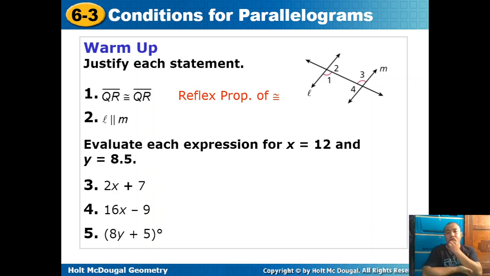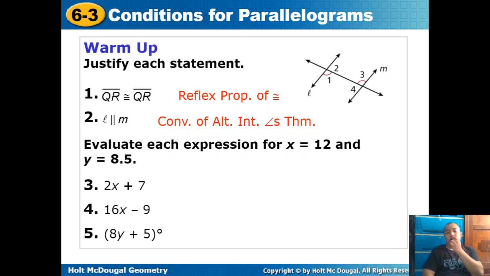Justify each statement. For number one, QR is congruent to QR. That's what we call the reflexive property of congruence. How about L is parallel to M? Converse of alternate interior angles theorem.